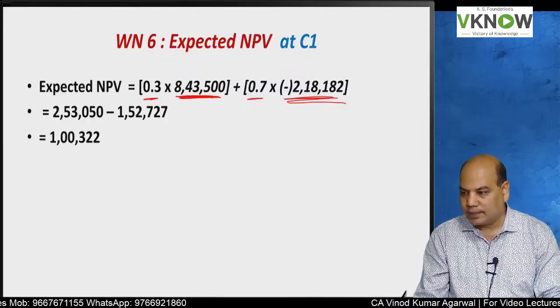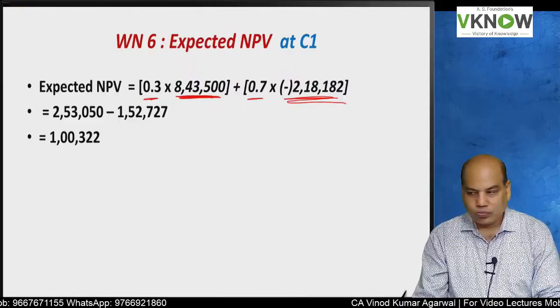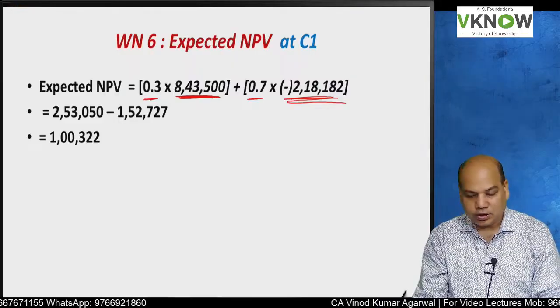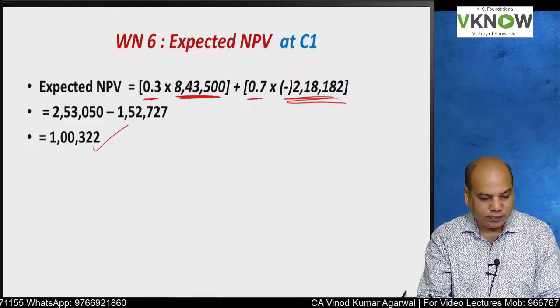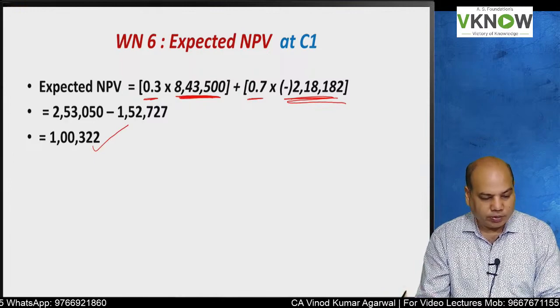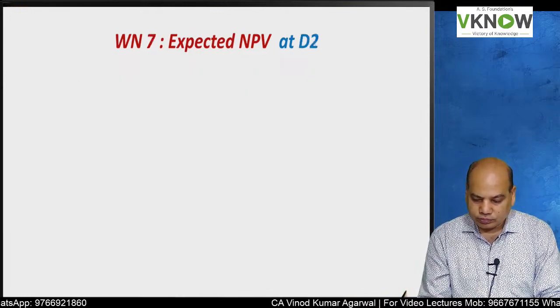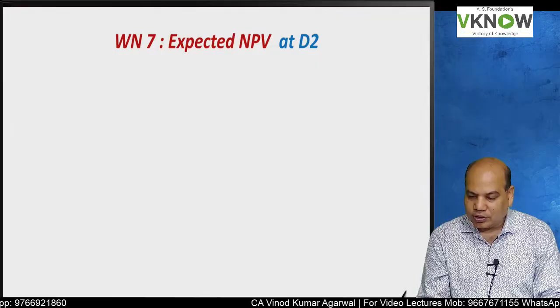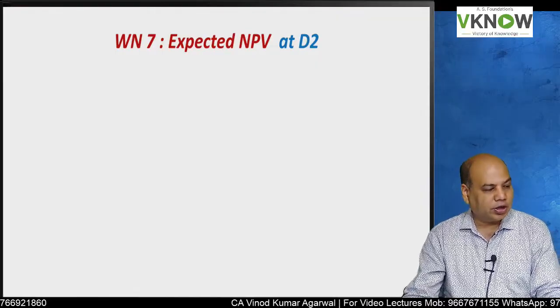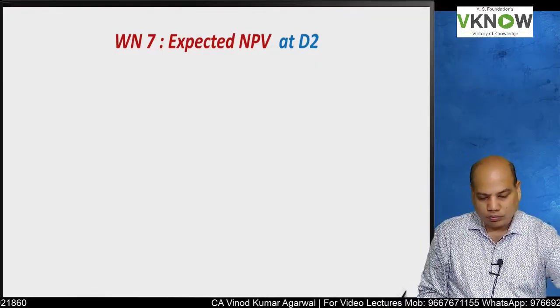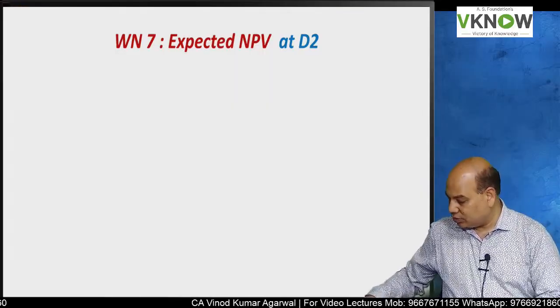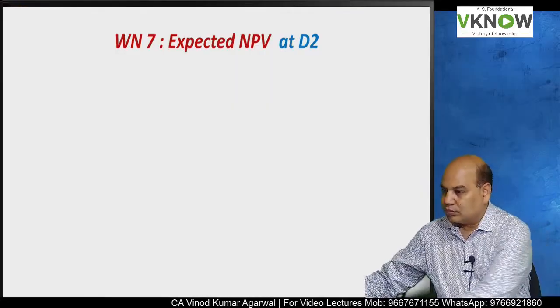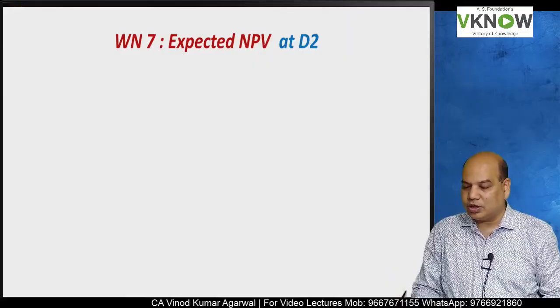What is the answer? 1,322,000. Just check the answer and confirm. 1,322,000 is right. Now write down expected NPV at D2.